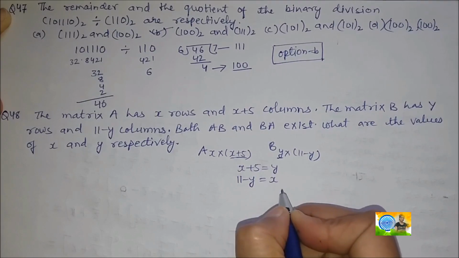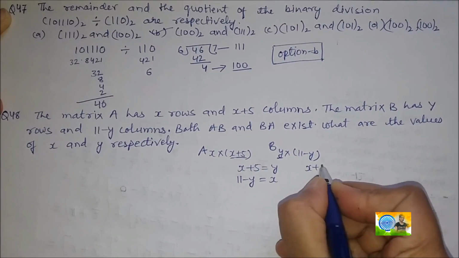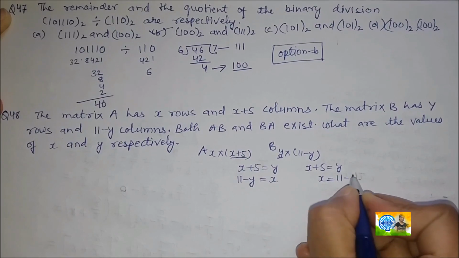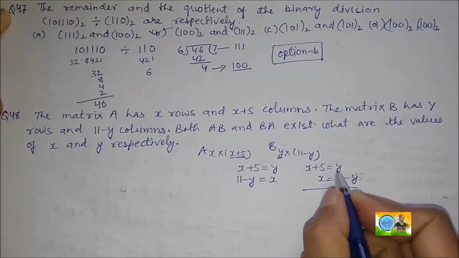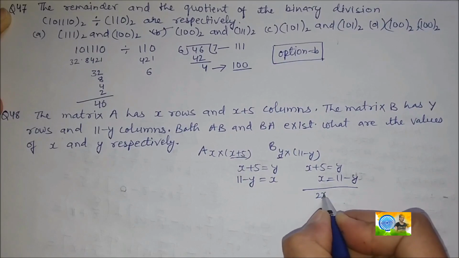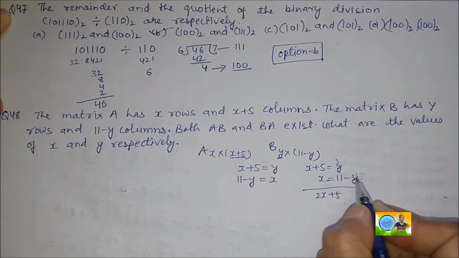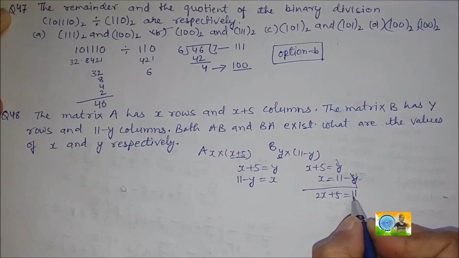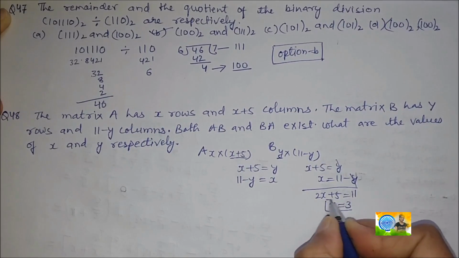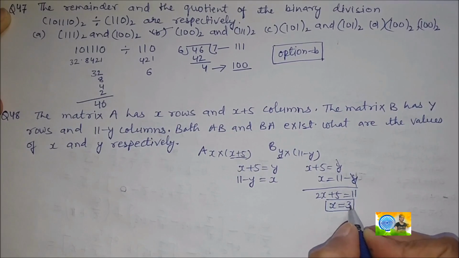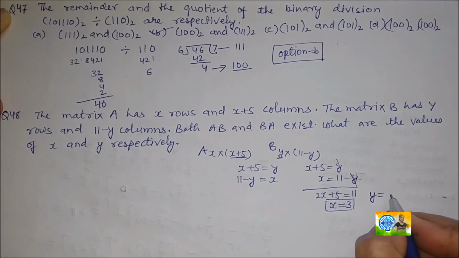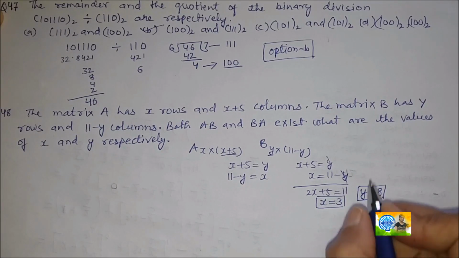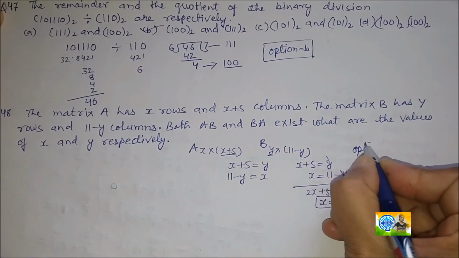Let us solve these two equations. So x plus 5 is equal to y. x is equal to 11 minus y. If I add these two, this is 2x plus 5 and this side y will get cancelled. This is 11. So 11 minus 5 is 6 and x will be 3. Similarly, if I put this x here, y is equal to x plus 5. So 3 plus 5, that is 8. And this matches with option C. So option C is the correct answer.